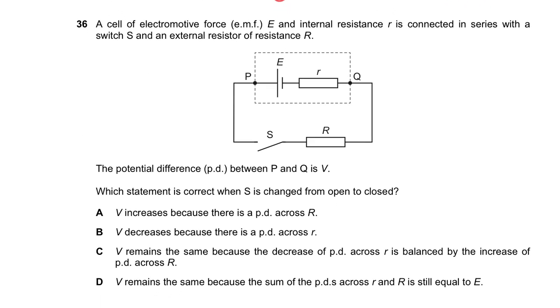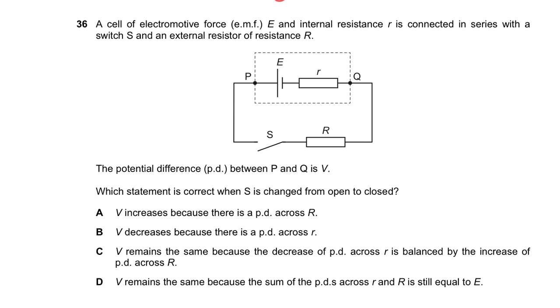Question 36 says a cell of EMF E and internal resistance R are connected in series with a switch S and an external resistance R. The potential difference between P and Q is V. Which statement is correct when S is changed from open to closed?